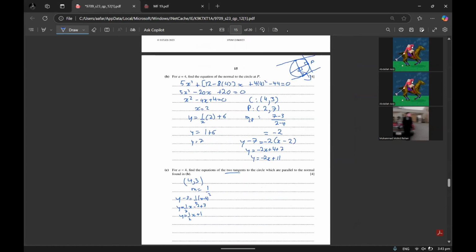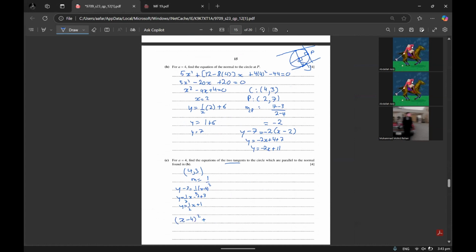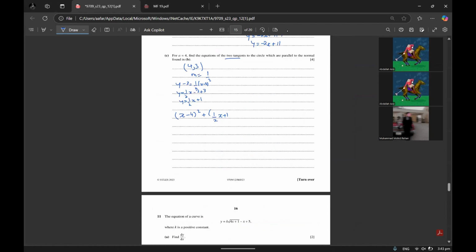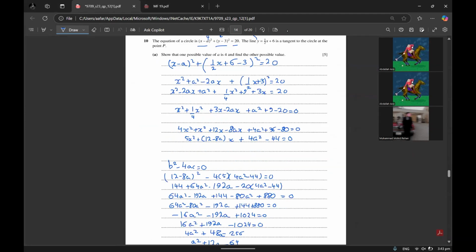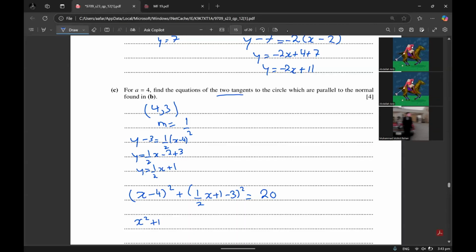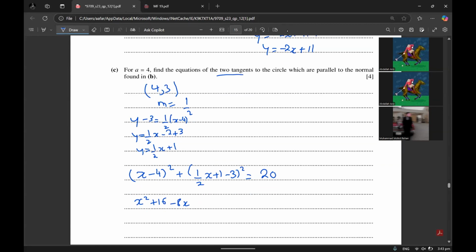I will just put this into the equation of the circle to find the values of those 2 points. We get (x - 4) whole square plus (y - 3) whole square, where y is half x plus 1, equals 20, right? Yep. Now we have to simplify. (x - 4) squared is x squared minus 8x plus 16, plus (half x minus 2) whole square, which is 1/4 x squared plus 4 minus 2x.